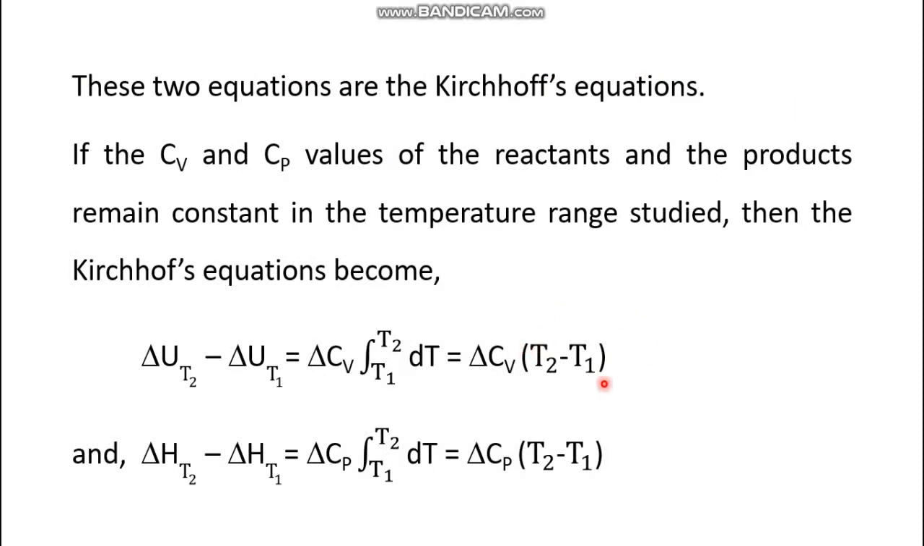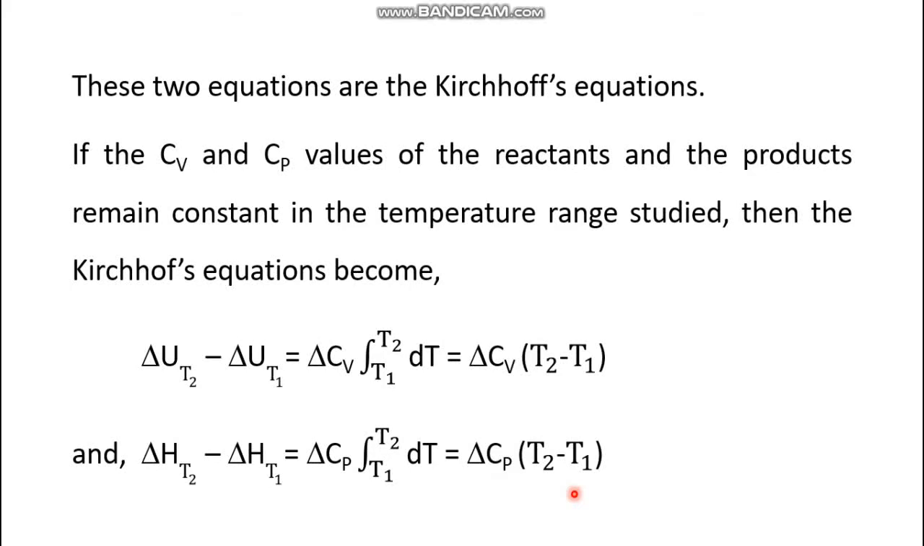The second time we shall do the same integration with delta Cv inside the integration sign. So this is the first time, where Cv and Cp values are constant over the temperature range being studied. In that case, you can take delta Cv and delta Cp out of the integration, and the result is delta Cv into T2 minus T1, and here also delta Cp into T2 minus T1.